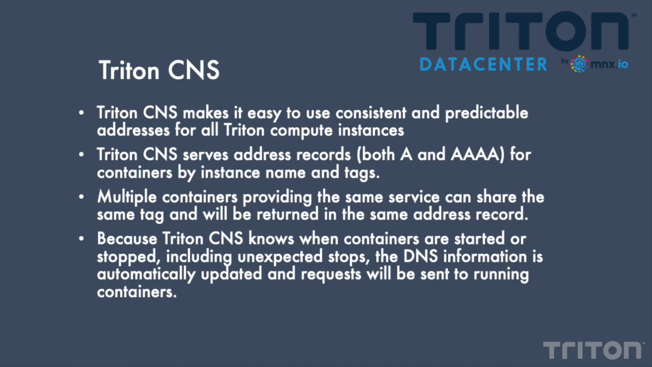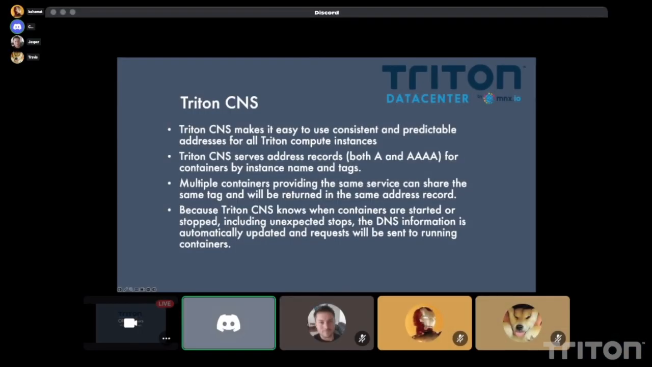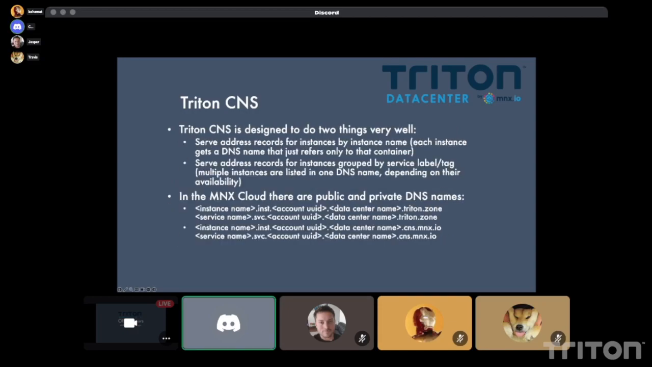But anyways, that's some cool things there. Triton CNS is designed to do two things very well: serve address records for instances by instance name, so that's the individual record, and serve address records for instances grouped by service label tag. So multiple instances can be listed in one DNS name depending on their availability. And then I have an example down here in the MNX cloud.